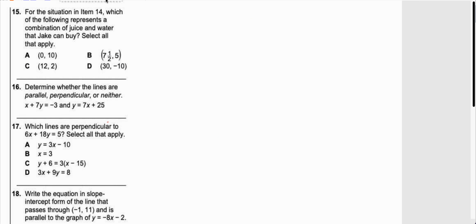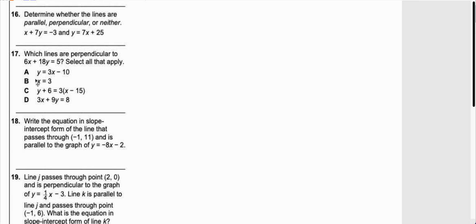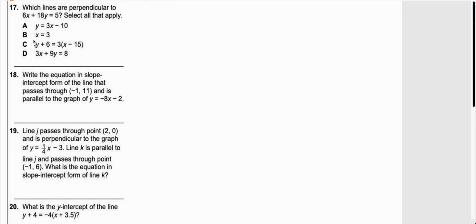Which of the lines are perpendicular to 6x plus 18y equals 5? Select all of the lines. So, do you remember the shortcut for finding the slope when it's in standard form? Flip it and put it into a fraction. Let's do it real quick and then talk about the shortcut, okay?